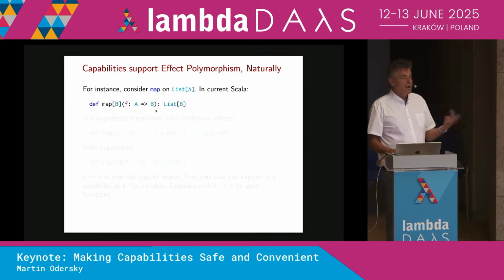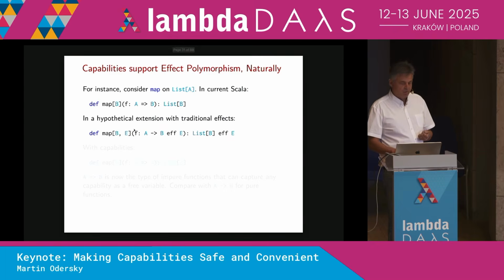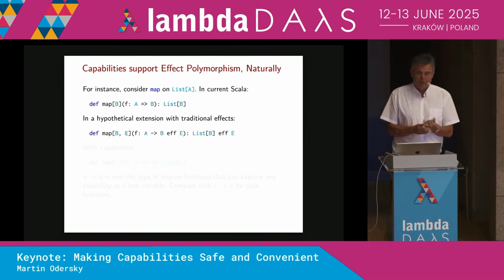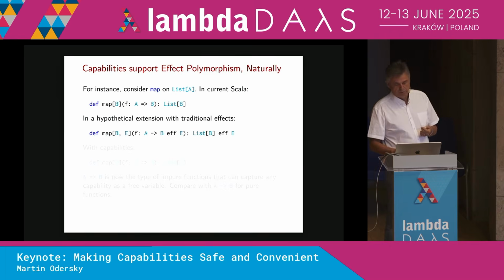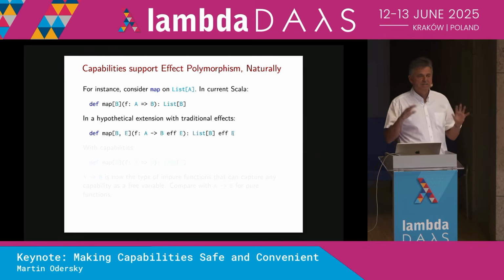So if I wanted to add traditional effects, it would look like this. We'd need a second type parameter E for the effect, and the function then is allowed to execute that effect. So the function would have this effect, and the same effect gets returned from the map. This is not Scala syntax. It's a hypothetical syntax. If you wanted to add effect polymorphism, that's one way it could look.